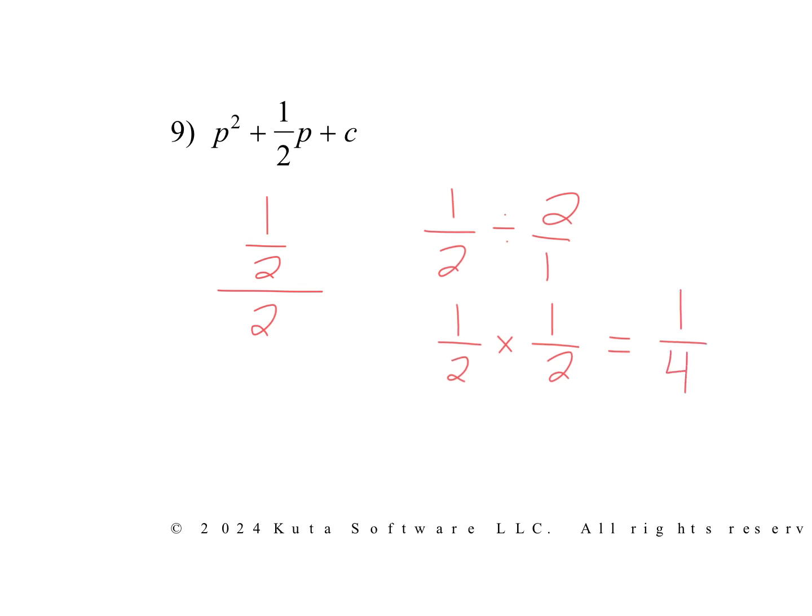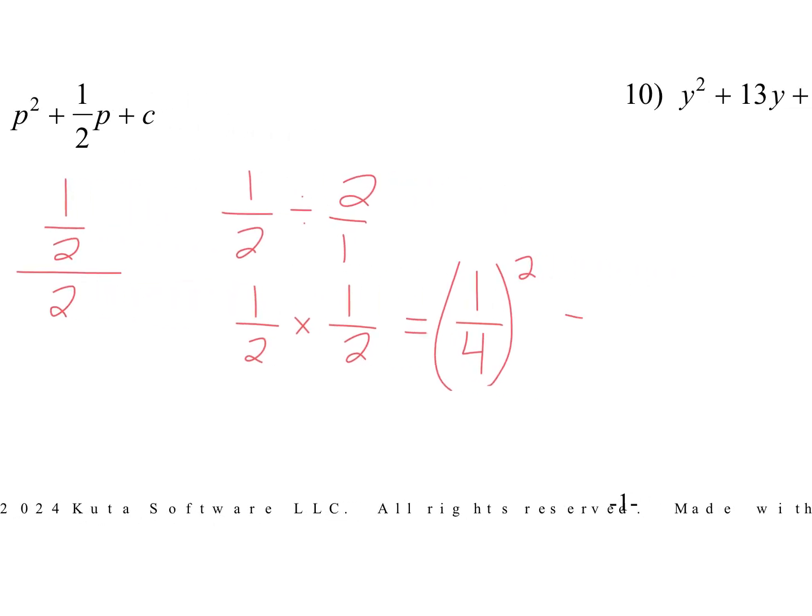Now, what was my last step to get my C term to complete the square? Square it. Multiply it by itself. What do I get when I square 1/4? Remember, what do I do with that square? It goes to both, but remember, if I take 1 squared, what's 1 squared? 1, and then 4 squared is 16. So our C term to complete the square is 1/16.